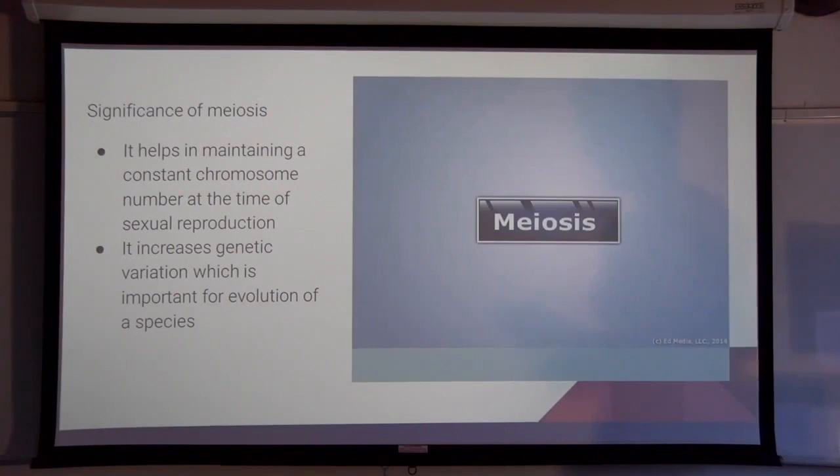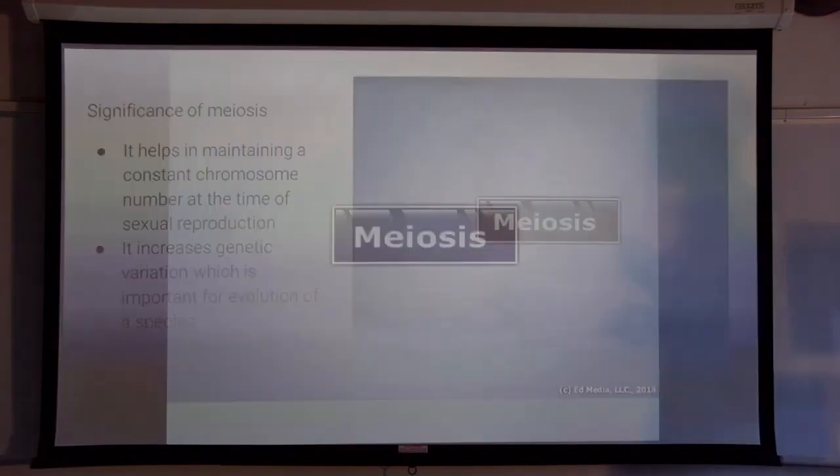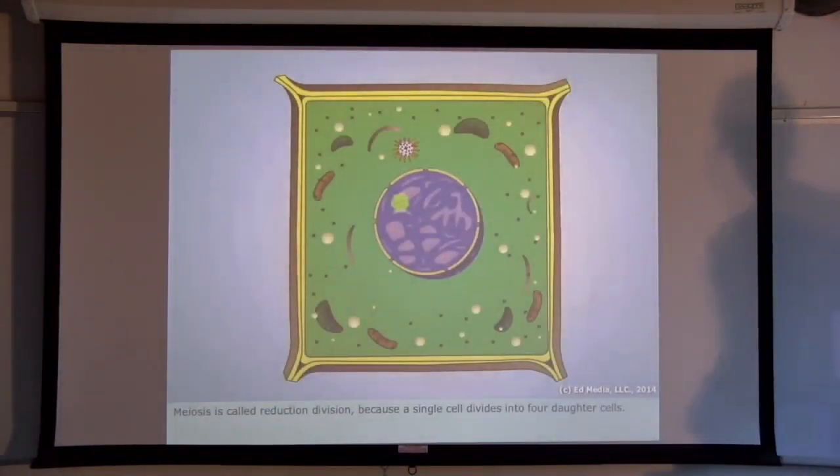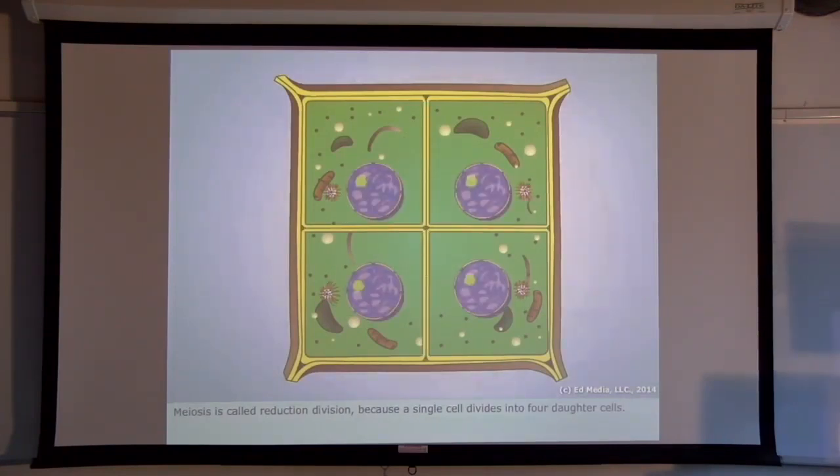So important things that you need to remember about meiosis. It helps to maintain a constant chromosome number at the time of sexual reproduction. And it increases genetic variation, which we'll see play out in evolution in our third session. Let's go through the process of meiosis. Meiosis is called reduction division because a single cell divides into 4 daughter cells. Each of the 4 daughter cells contains half the number of chromosomes that were present in the original cell.